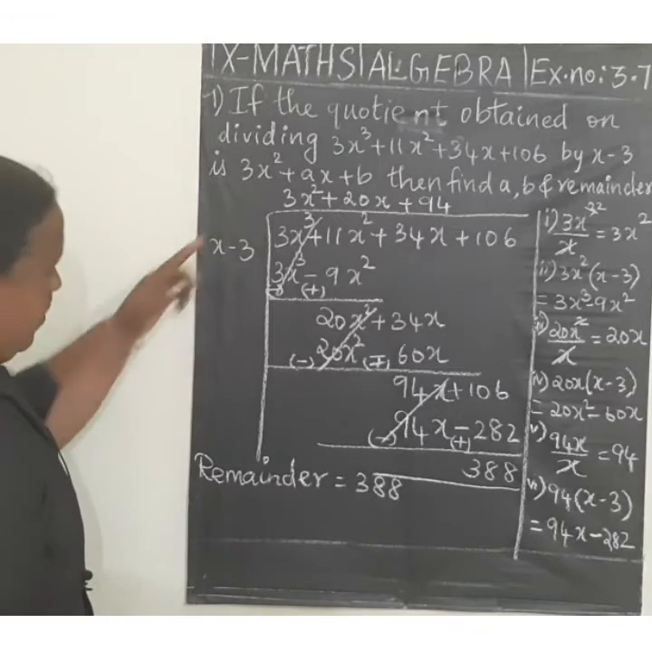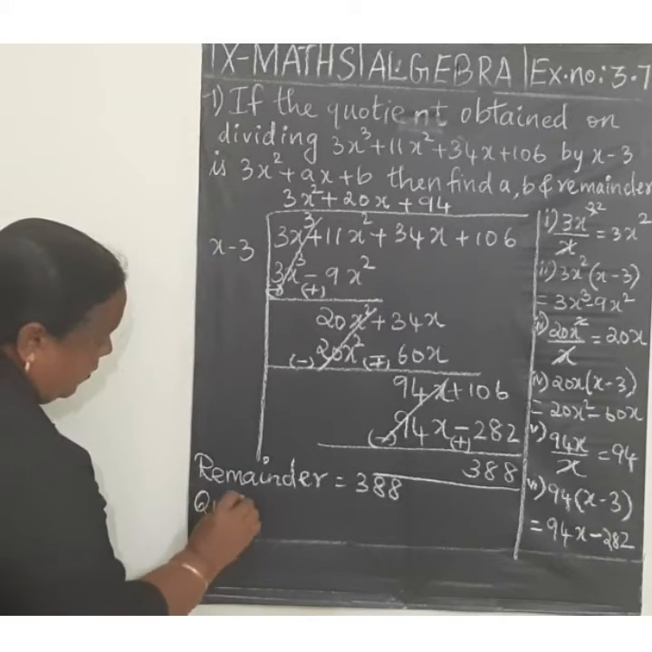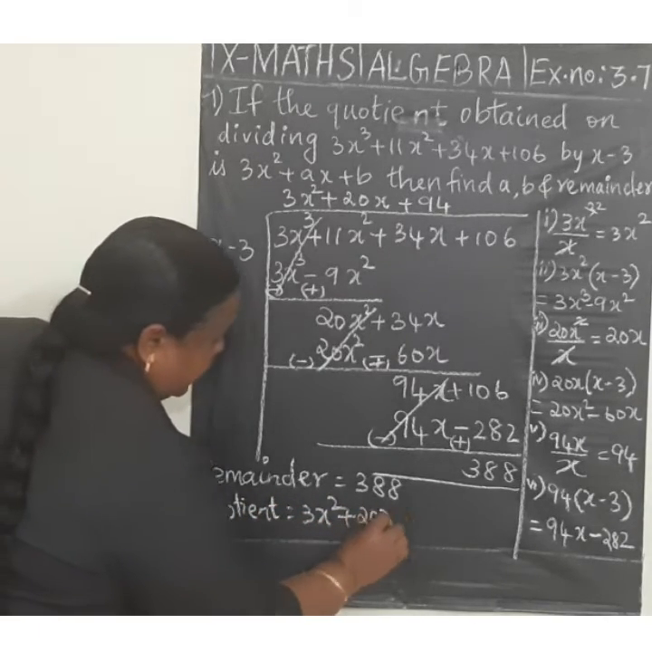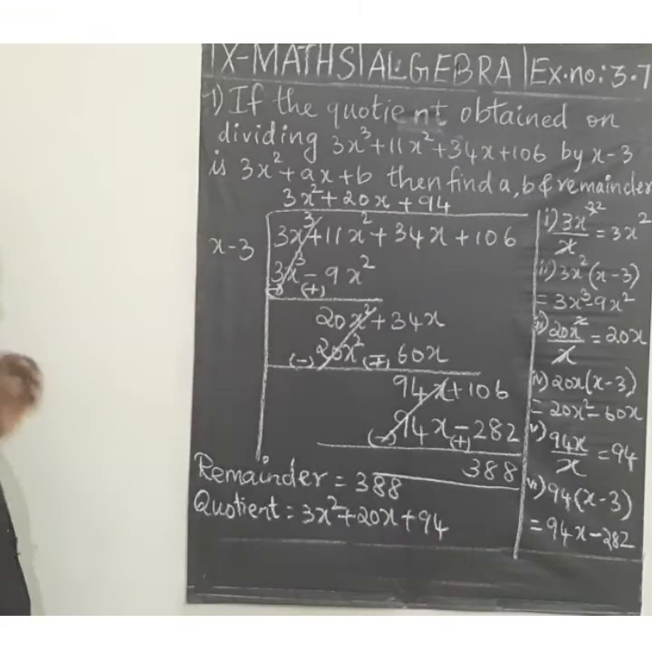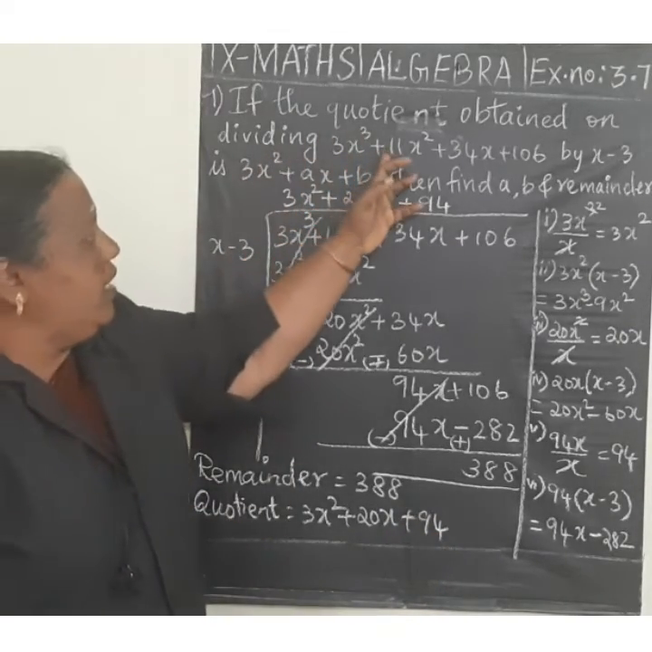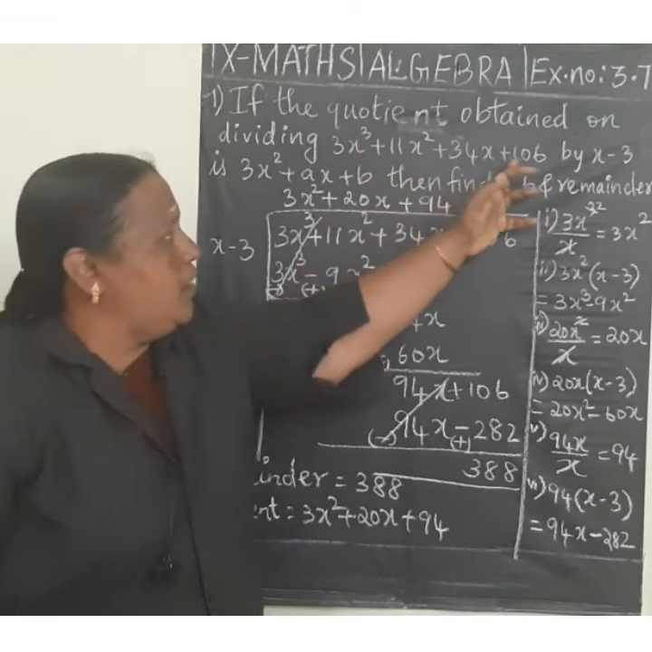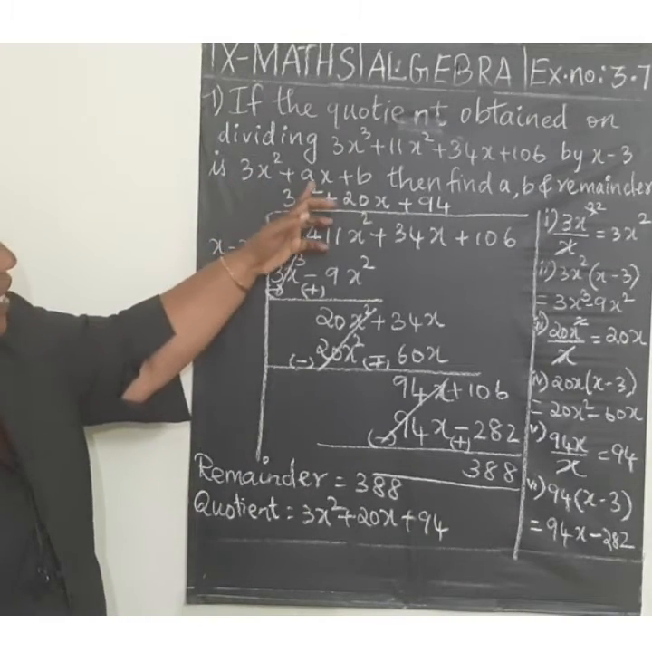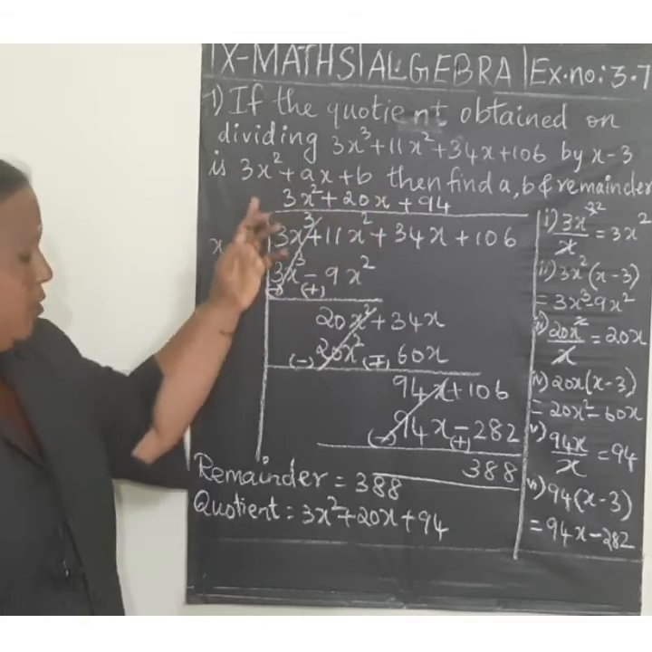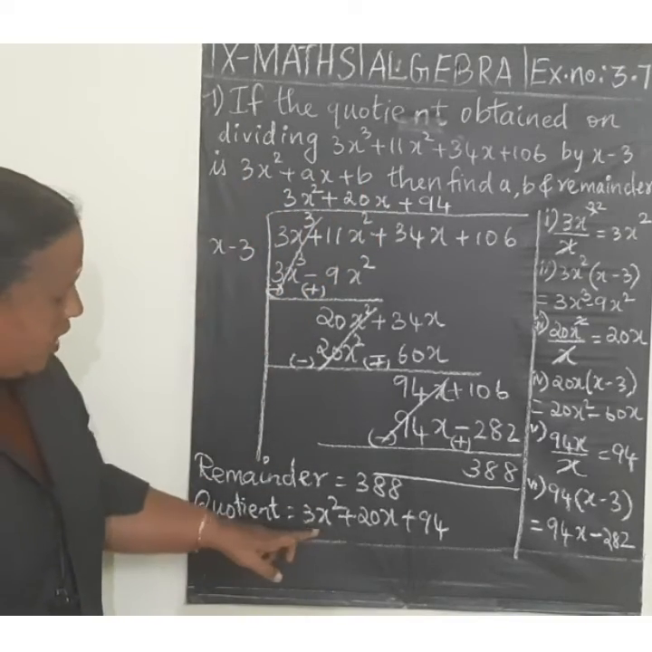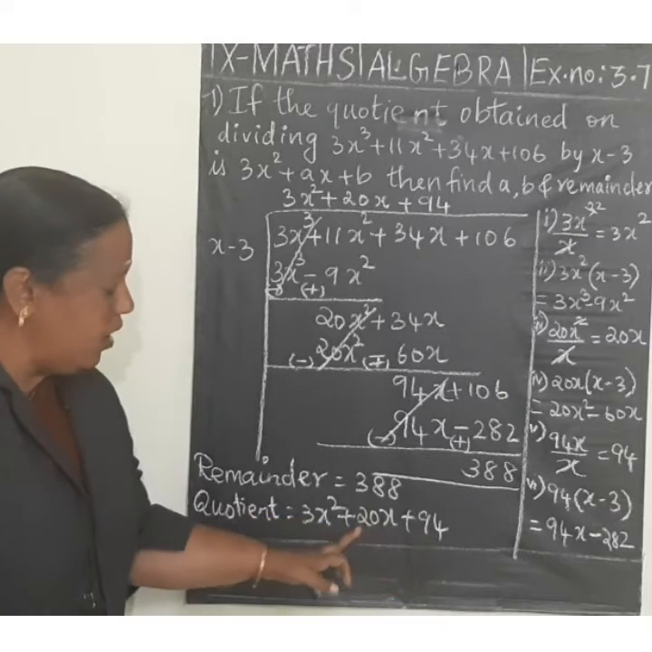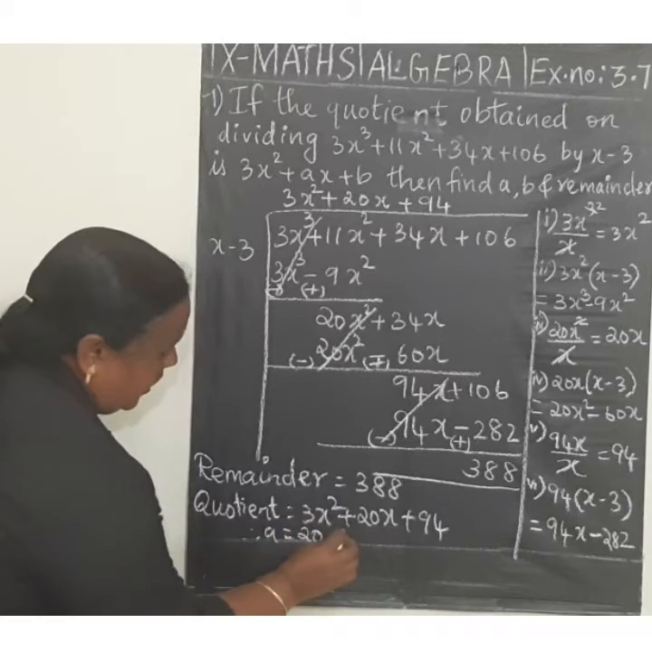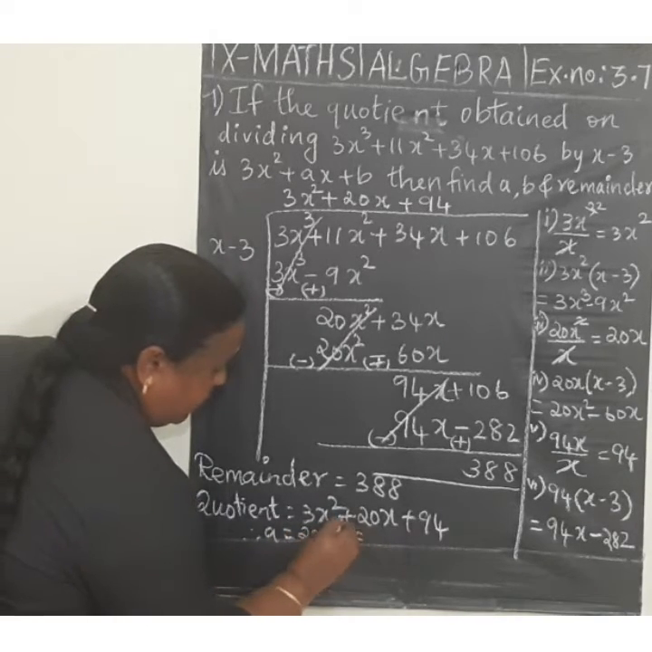Next, the quotient we got is 3x square plus 20x plus 94. Now in the question itself they have given that when we divide this polynomial 3x cube plus 11x square plus 34x plus 106 by x minus 3, we will be getting 3x square plus ax plus b. So we have to find this a and b. See here, we got the same 3x square plus ax plus b. Therefore the value of a is equal to 20, and the value of b is equal to 94.